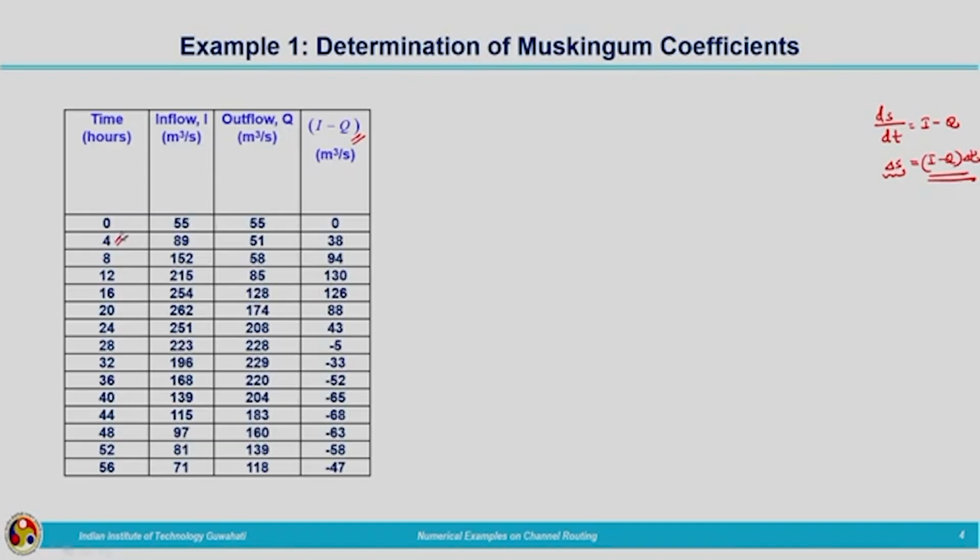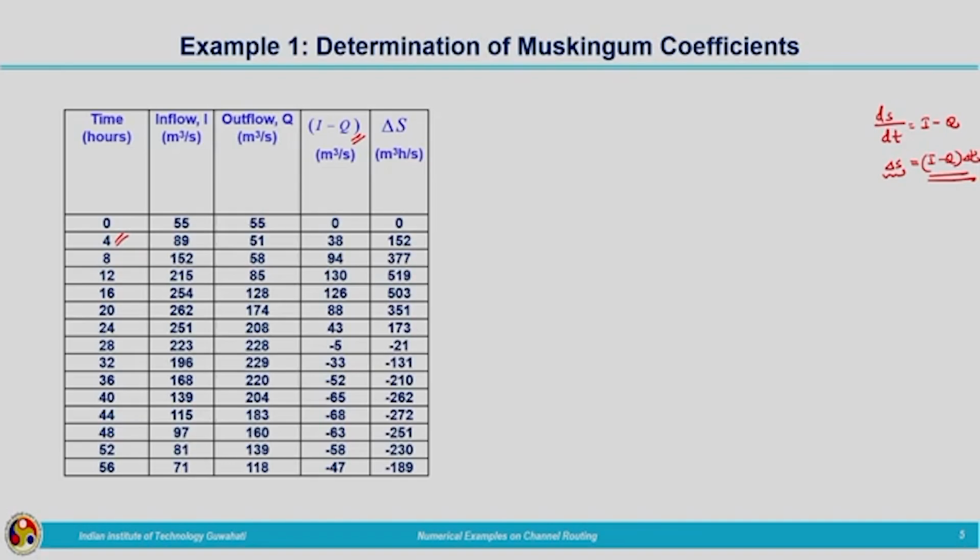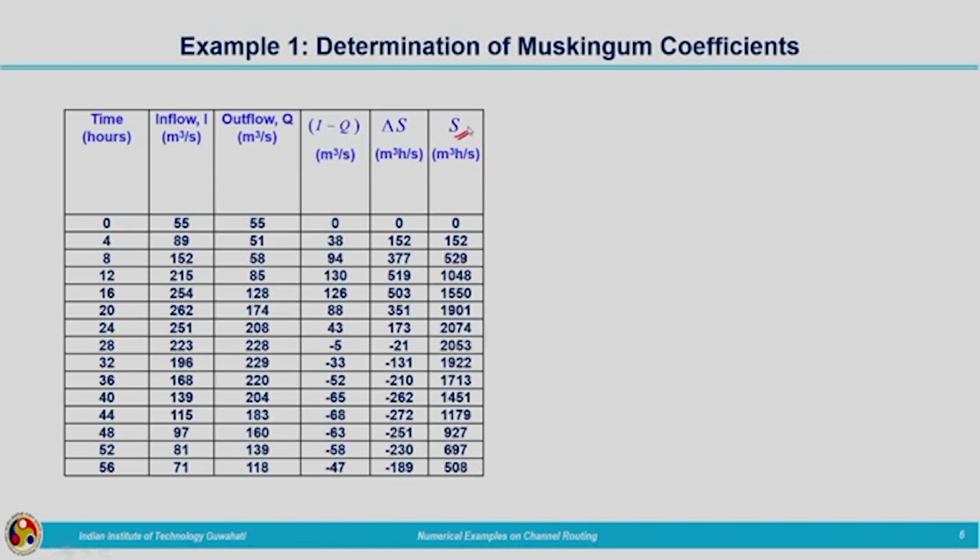Here it is 4 hours, 0 to 4, 4 to 8, that way the time ordinates are given to us. Now, we will calculate the value corresponding to delta S, that is change in storage, that is I minus q multiplied by delta t. So, delta S is calculated here in this column. The unit is in meter cube hour per second, because I haven't converted time in hours to seconds. If you want, you can convert it into seconds, and then this change in storage will be obtained in meter cube. Now, we will go for the computation of storage, that is also in meter cube hour per second.